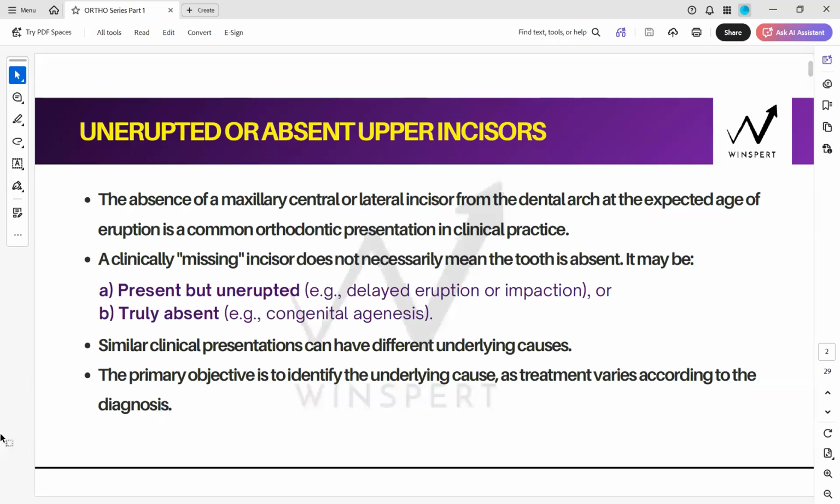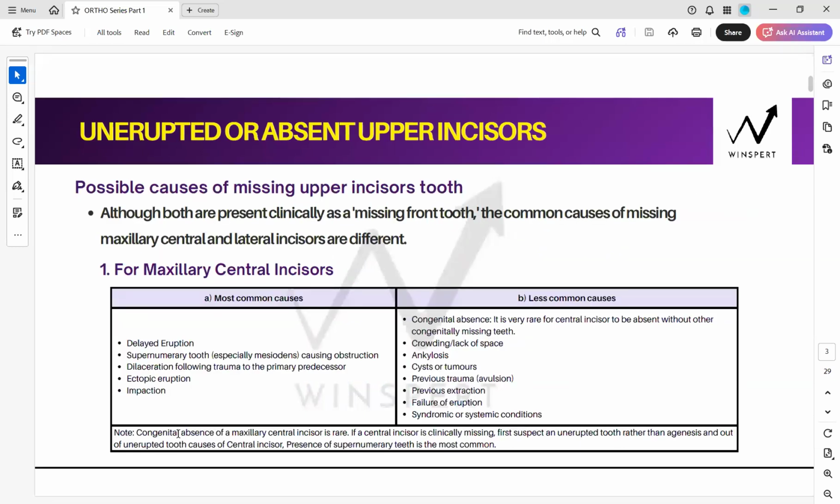So successful management will require a systematic clinical and radiographic assessment, and then an individual treatment plan will be developed, in which you consider the aesthetics, the function, the age of the patient, and the long-term prognosis as well. So, what are the possible causes of missing upper incisor teeth? That is a very common question which is asked in the exam.